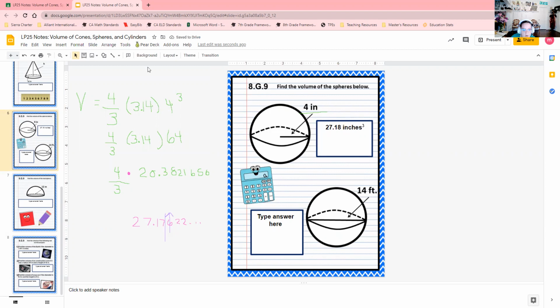Okay? You're going to do the same thing. Take a moment and you're going to find the volume of this sphere. Be careful. They give you the diameter as 14. Remember to cut it in half. Your radius is half of 14, so 7. Plug that in. Figure out the volume of this sphere.